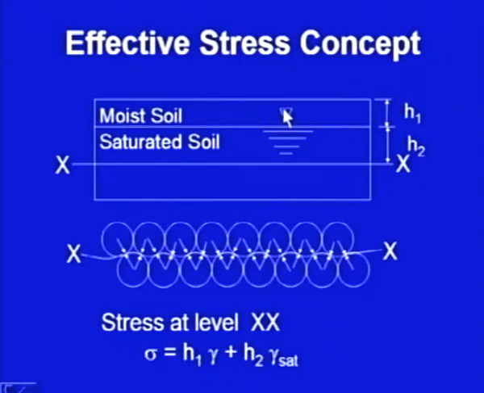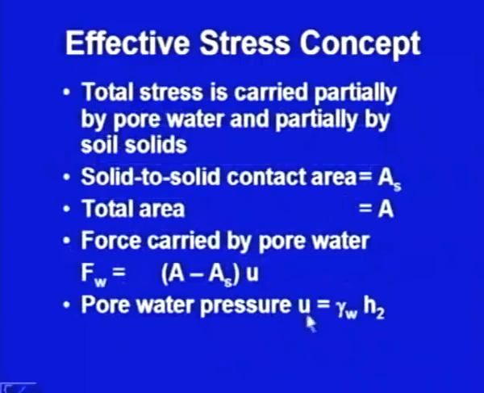The total stress at section x x, you know this, will be equal to H1 times gamma, where gamma is the unit weight of the first layer, plus H2 times gamma saturated. This will be the total stress at this particular level. Now, this total stress will be carried partially by the soil solids, as I told you, and partially some pressure will be borne by pore water.